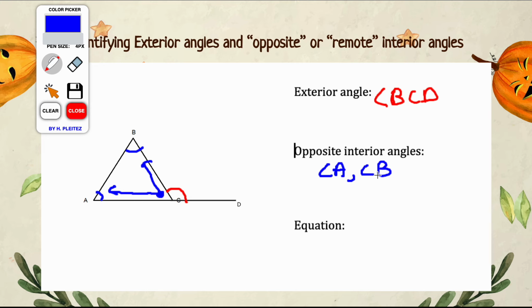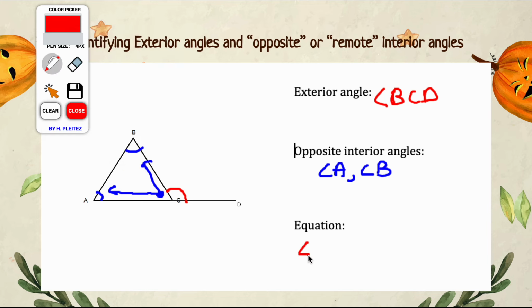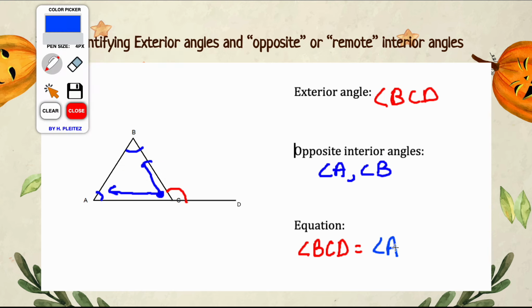So then the equation that we can write using our exterior angle theorem will say, hey, the measure of my exterior angle, which in this case is angle BCD, is going to be equal to the sum of my two opposite interior angles. So angle BCD is equal to the sum of angle A plus angle B.